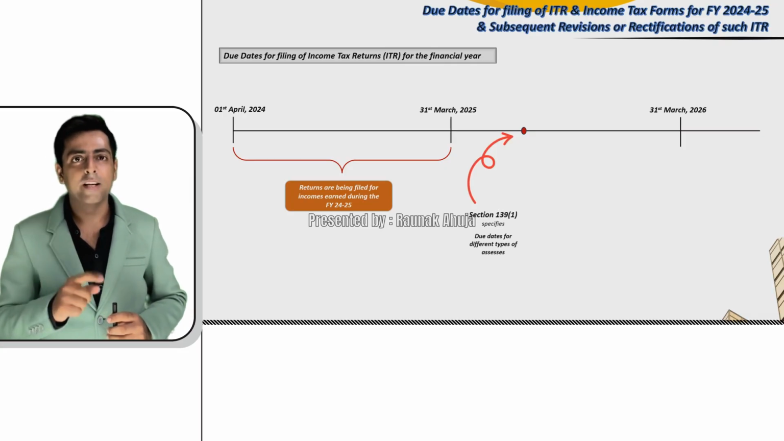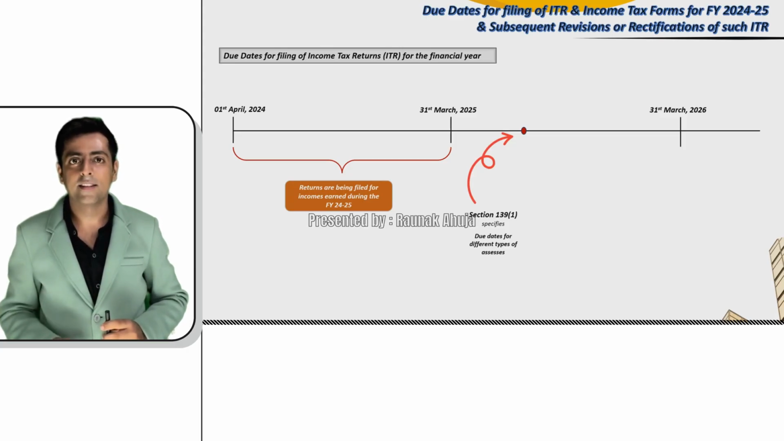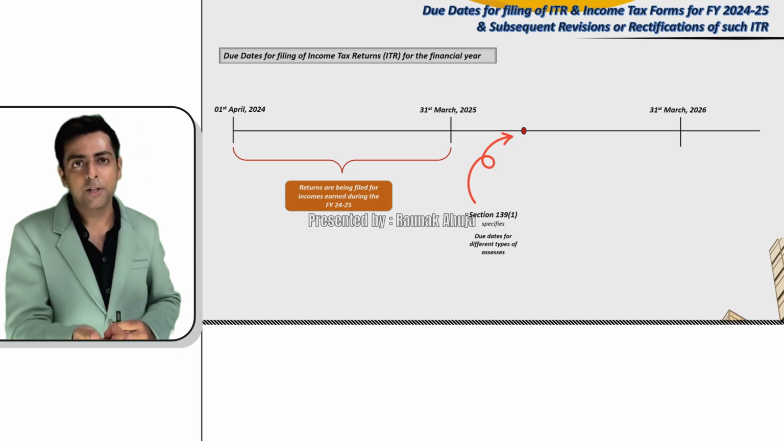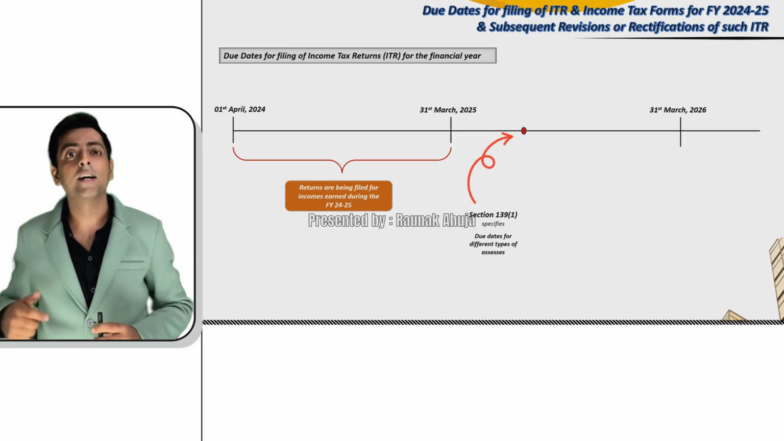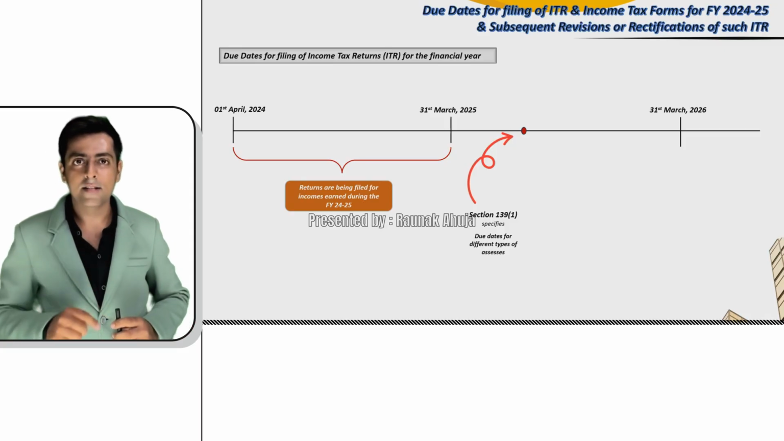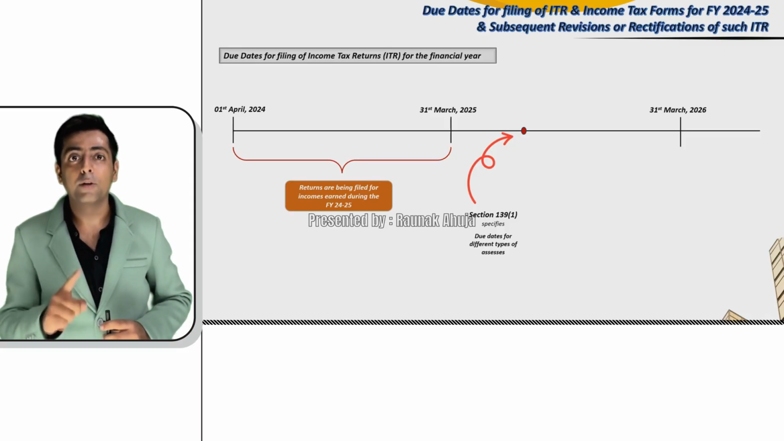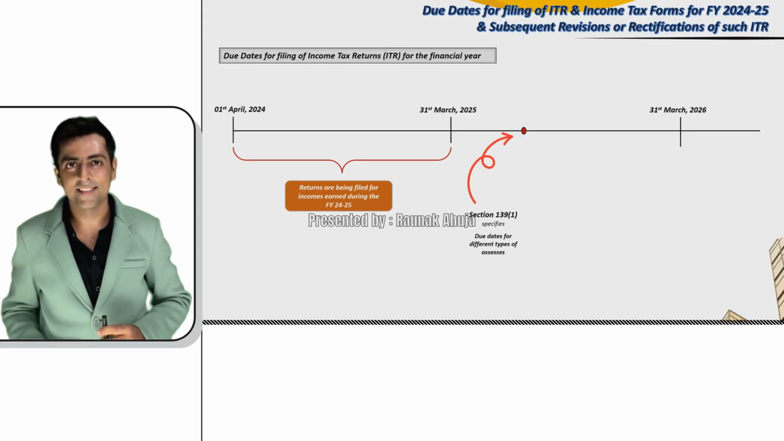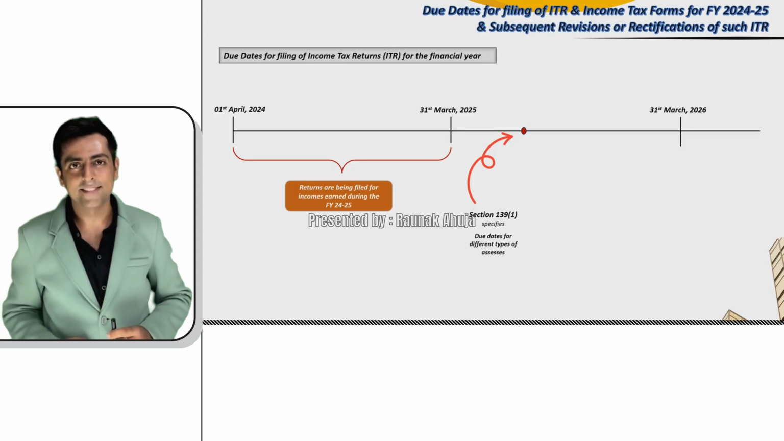Now, the due dates of the ITR depend upon the type of the assessee, whether it's an individual or an HUF or a partnership firm or a company. Thus, while discussing the due dates, we'll be doing it assessee wise or taxpayer wise. Let's quickly move on to that.